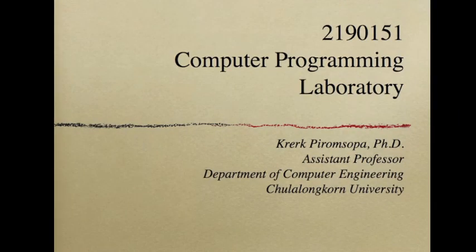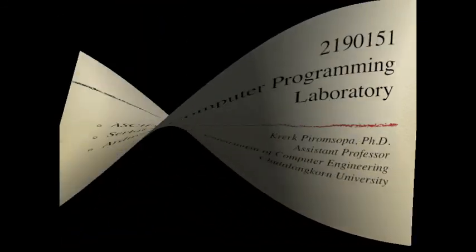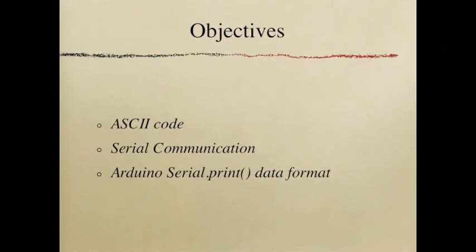Hello, welcome back. In today's session, we're going to learn how to use serial communication. But before that, we will get familiar with how data is represented in binary. In particular, we will focus on the ASCII code, which is the standard used for communication between the main computer and our Arduino board. And later, I will show you how to print or read data from the serial in the Arduino.